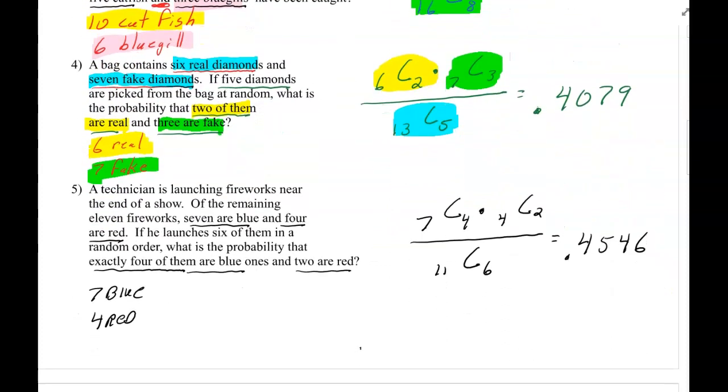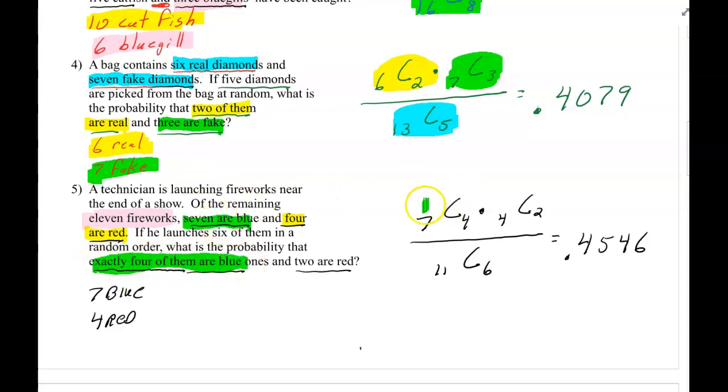All right, problem number 5. A technician is launching fireworks near the end of the show. Of the remaining 11 fireworks, so we know there's 11 of them, we know 7 are blue and 4 are red. If he launches 6 of them, so we're randomly going to launch 6 of them, what is the probability that exactly 4 are blue? I'll do some color coding here.